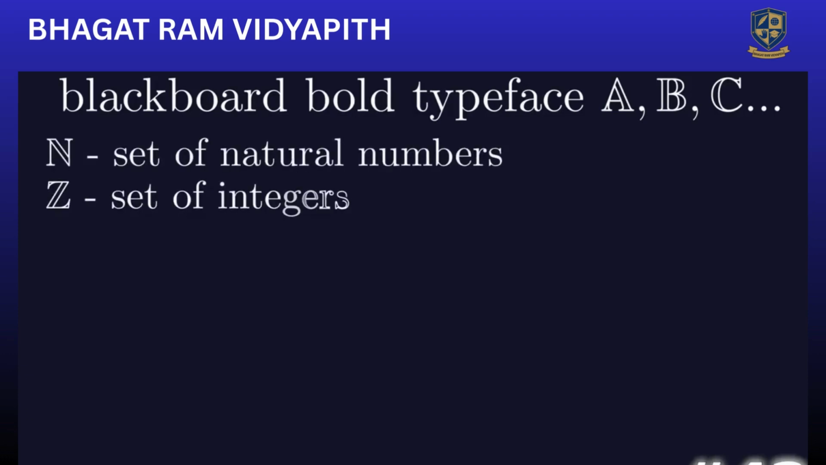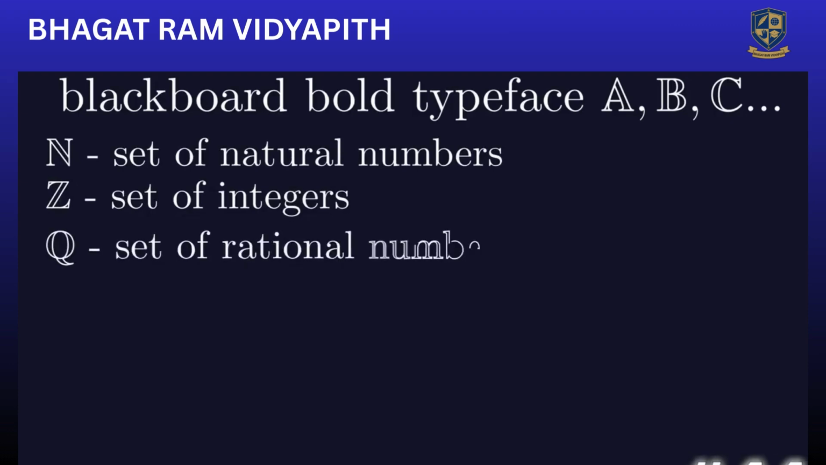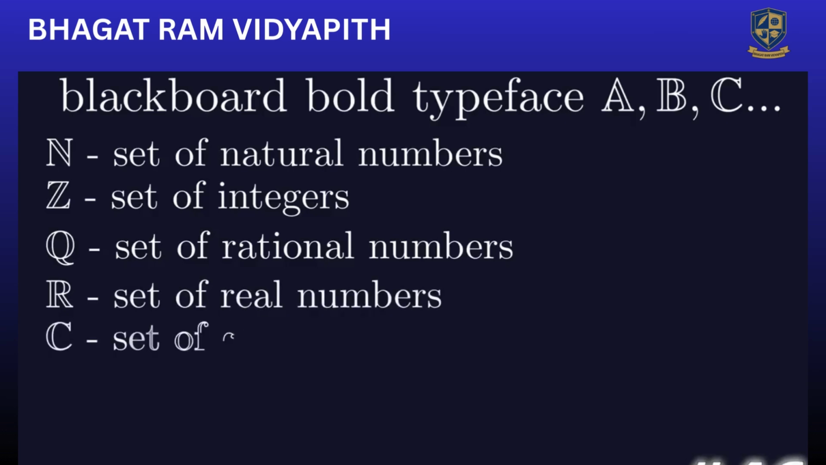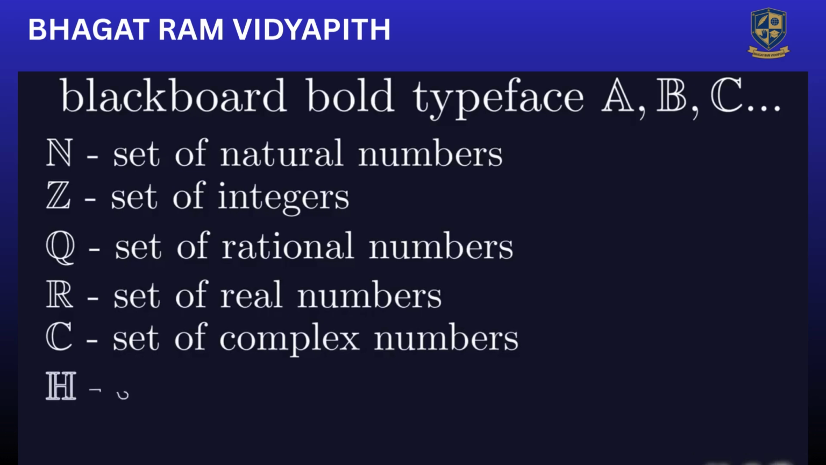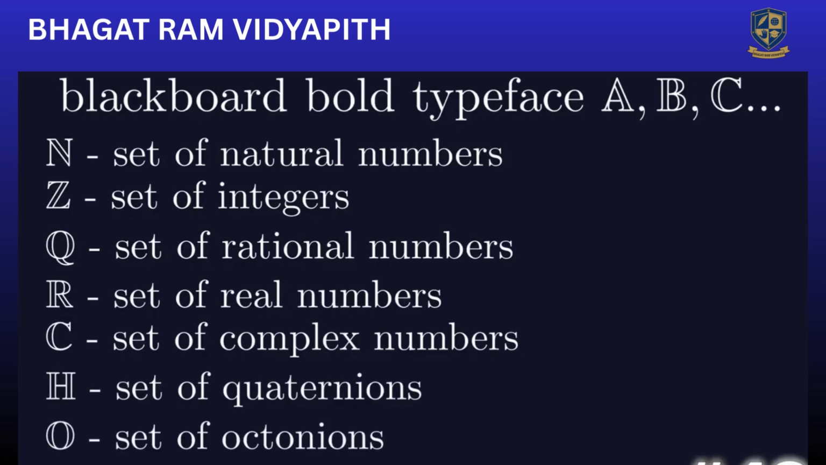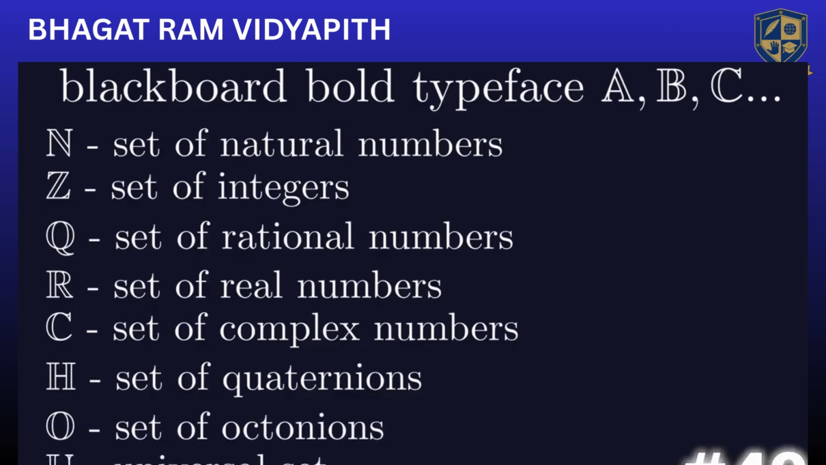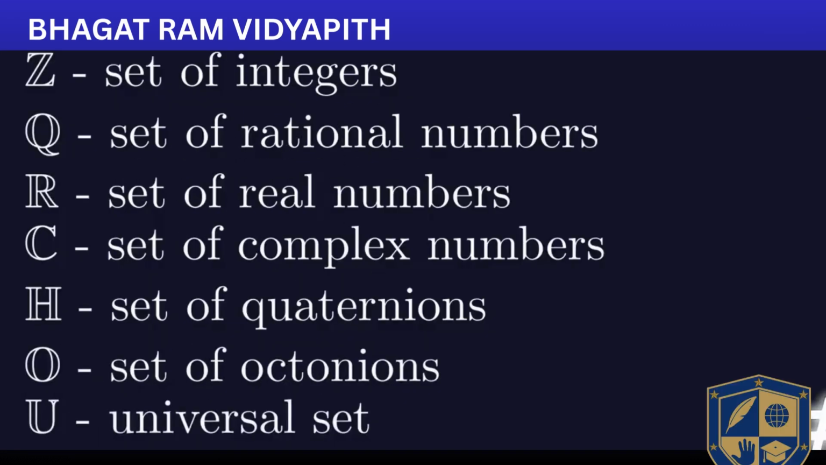N denotes the set of natural numbers. Z denotes the set of integers. Q denotes the set of rational numbers. R denotes the set of real numbers. C denotes the set of complex numbers. H denotes the set of quaternions. O denotes the set of octonions. U denotes the universal set, which is a set that contains all possible values.